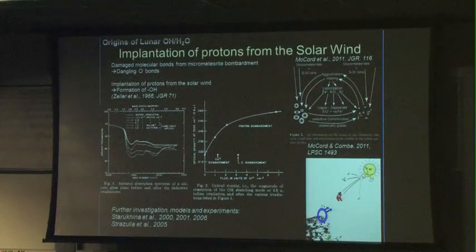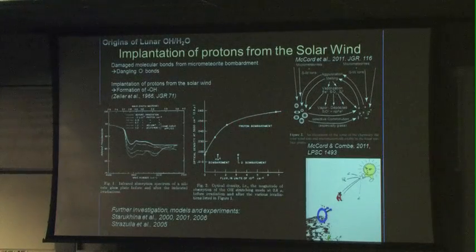So this idea was thought of very early, already in the 1960s, and it was simulated in the laboratory by bombarding a surface of silicate with protons. This is the absorption band at 3 micrometers, and the absorption band increases as a function of the flux of protons. This graph illustrates the increase of the absorption band as a function of flux.